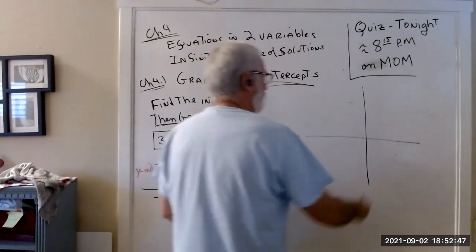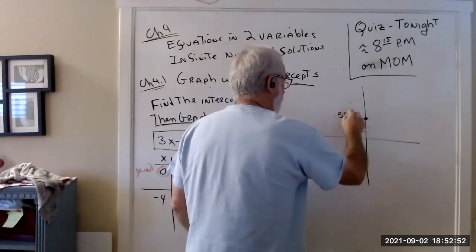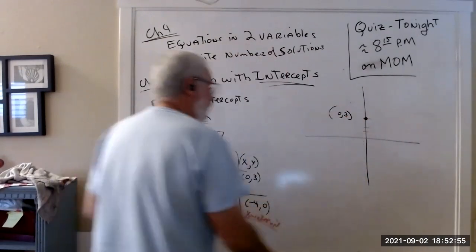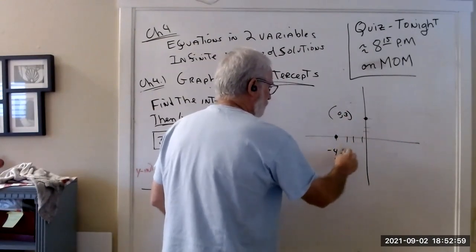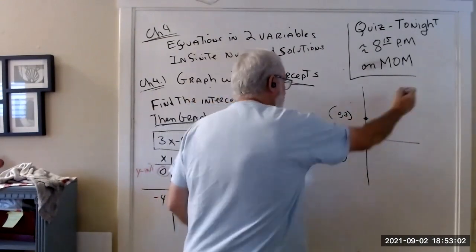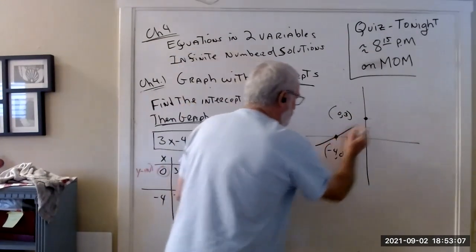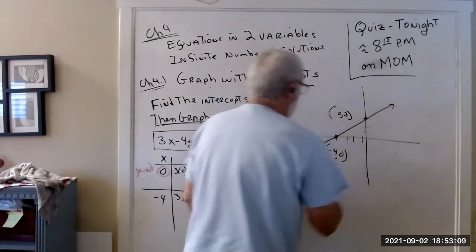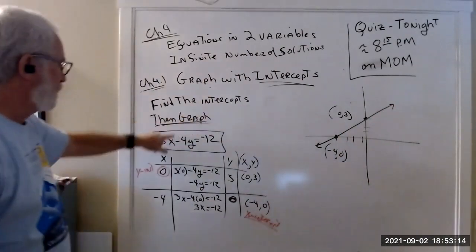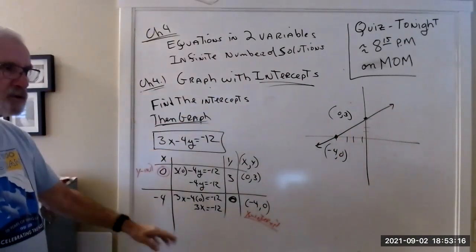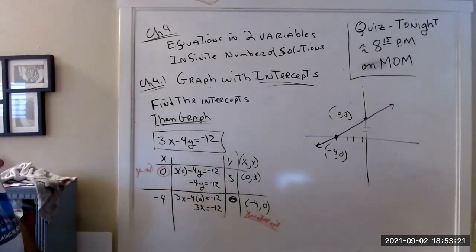Okay, we come over here. Once you have the intercepts, 0, 3 is right about there. And negative 4, 0 is right about there. Remember, technically, it's not a line, it's a whole bunch of dots, but we're all lazy, so we'll just go like that. And that's the line that represents this equation. And those are the intercepts. Now I'm going to have you do one on your own in a second. Any questions?